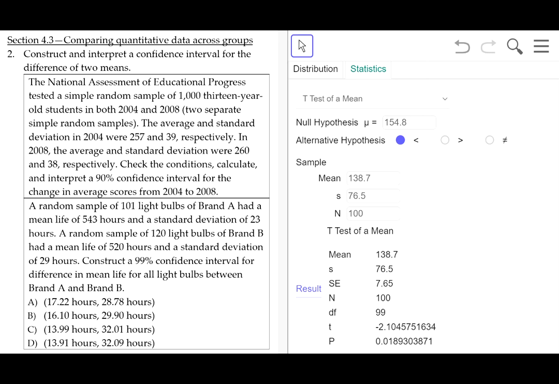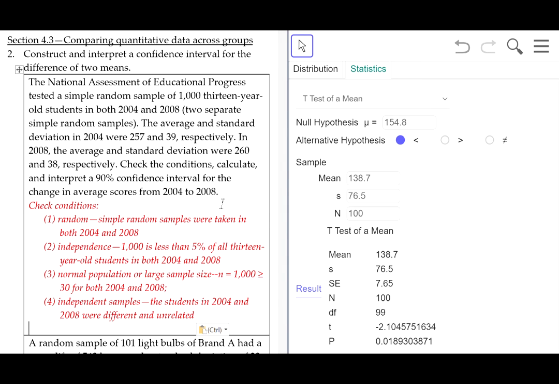So there are actually four conditions that we need to check. Let me list those and talk about how those are met. The first condition is random. We need to have either a random sample or a randomized experiment. Here we have random sampling, a random sample of 13-year-olds in 2004 and a random sample of 13-year-olds in 2008.